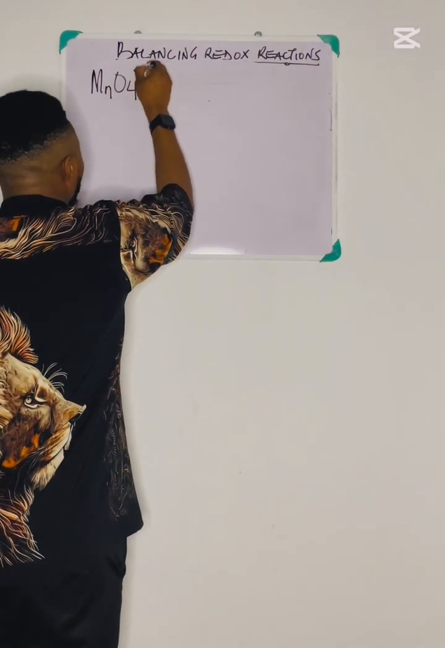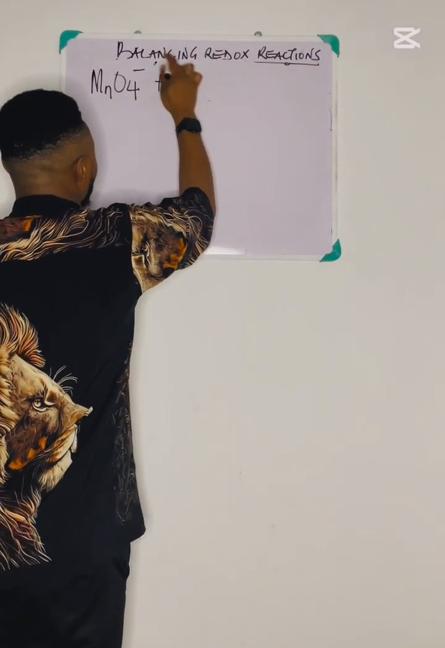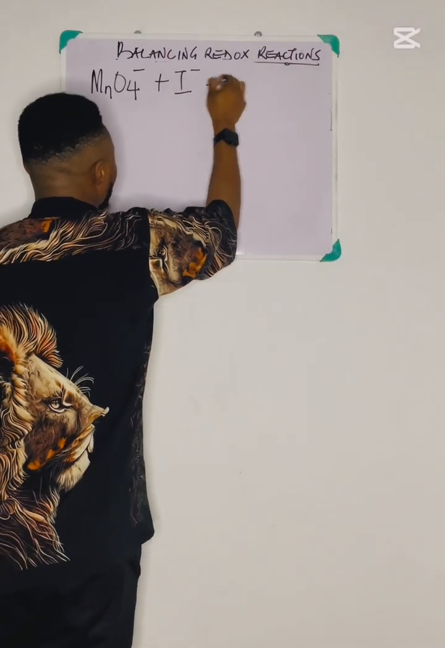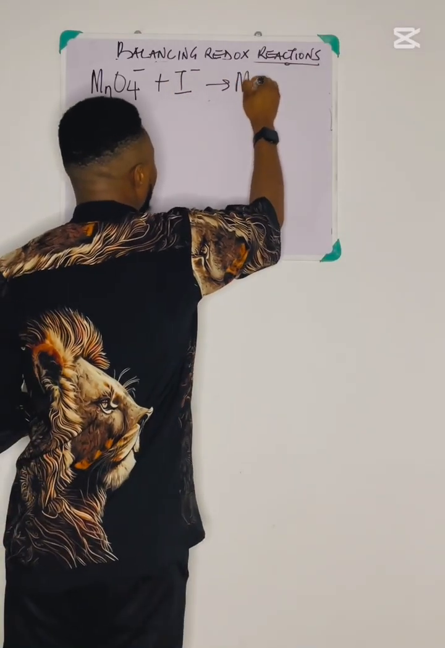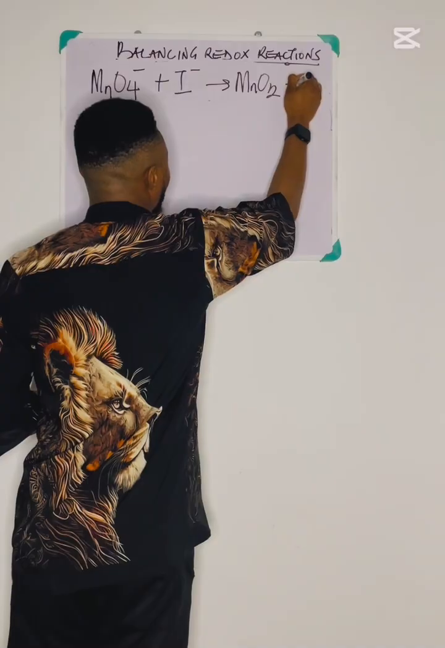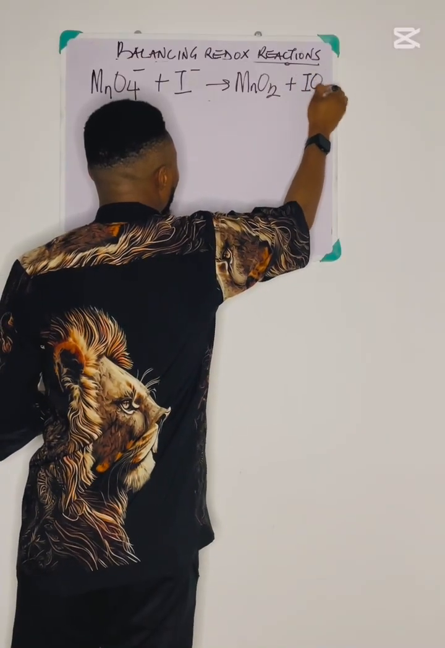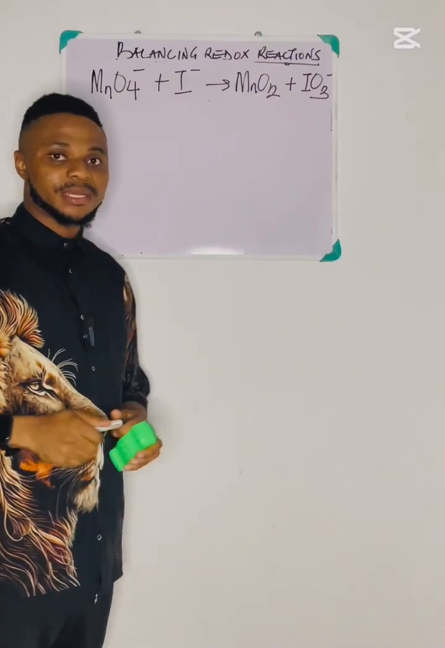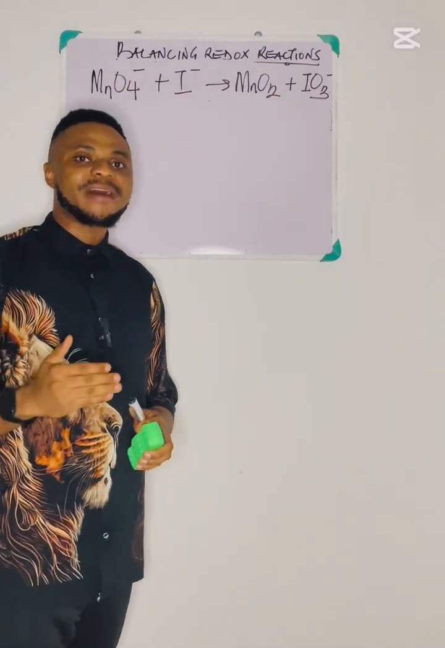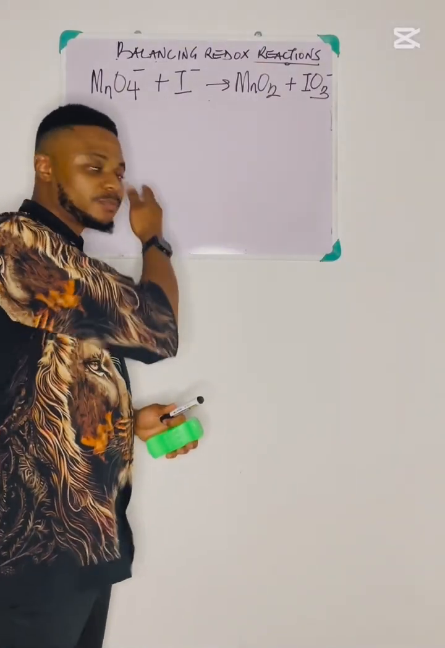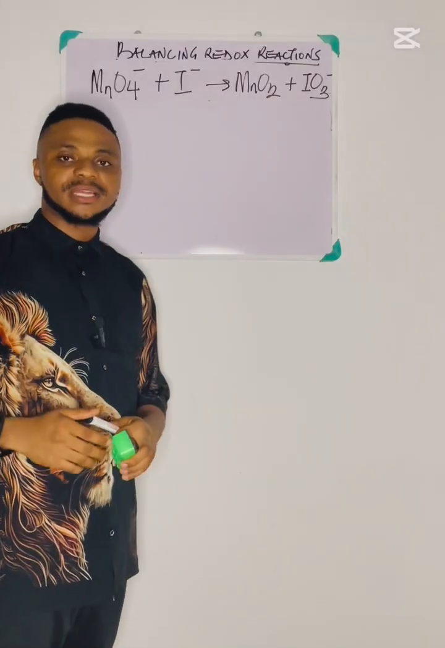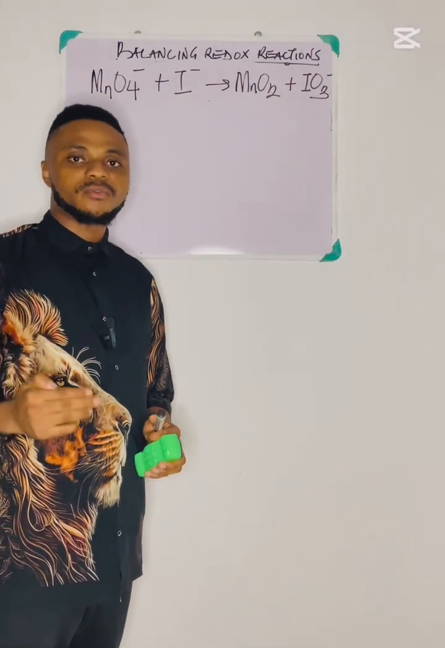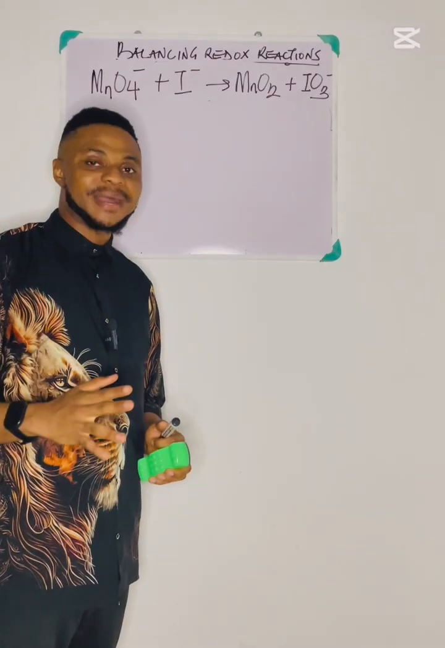MnO4 minus plus I minus to give us MnO2 plus IO3 minus. All right, so this is the reaction we are going to be balancing. We have a reaction that is moving from reactant side to product side. And of course, we need to first of all follow the rules. We must abide by the rules.